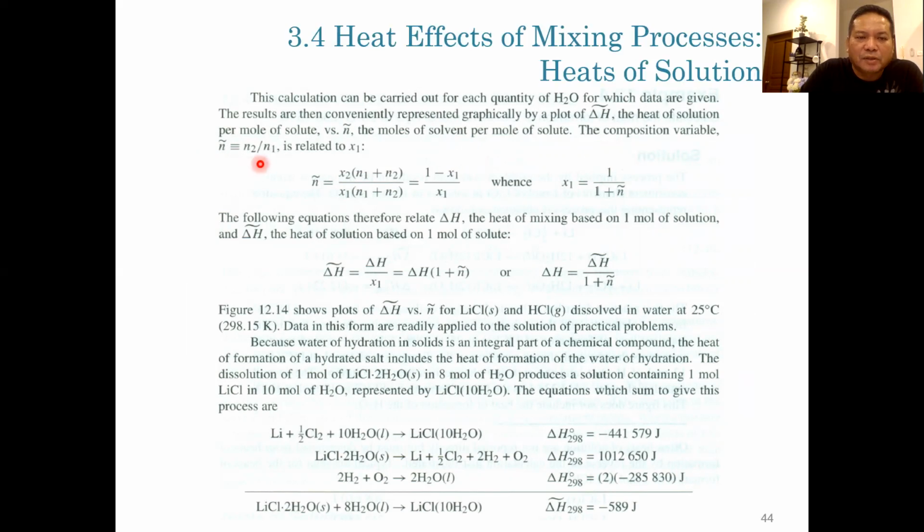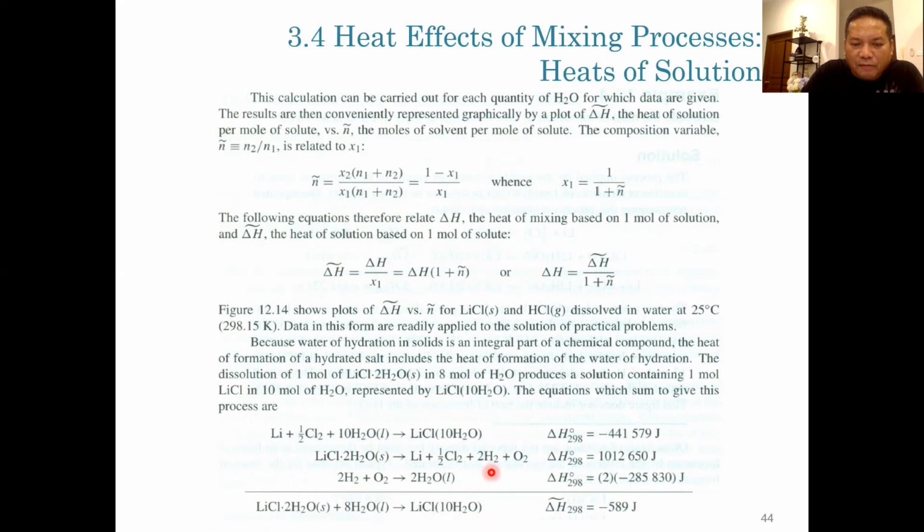Which is equivalent to the number of moles of species 2 over species 1. You can use this equation here. For this, we want to produce the dissolution of 1 mole of lithium chloride in 8 moles of water. So how are we going to do that? This is the equation here, 2 and then 8, to produce this 10.